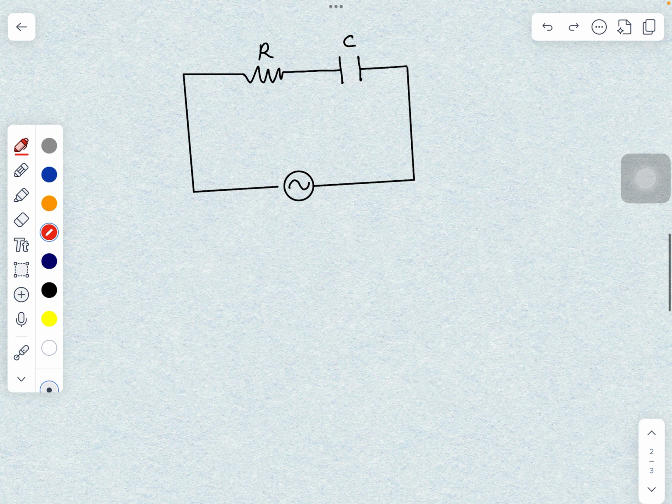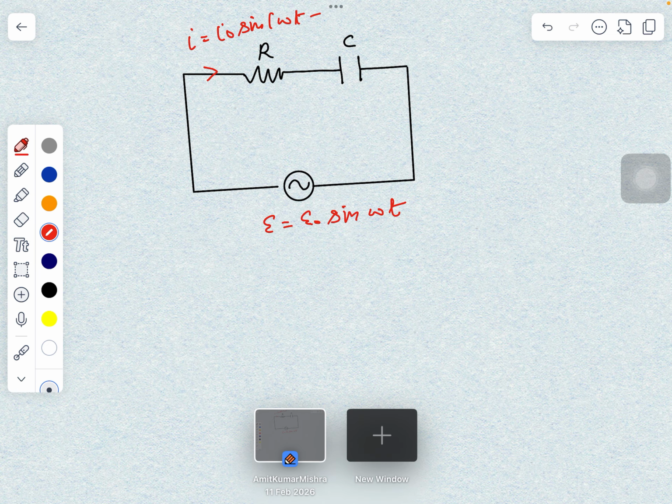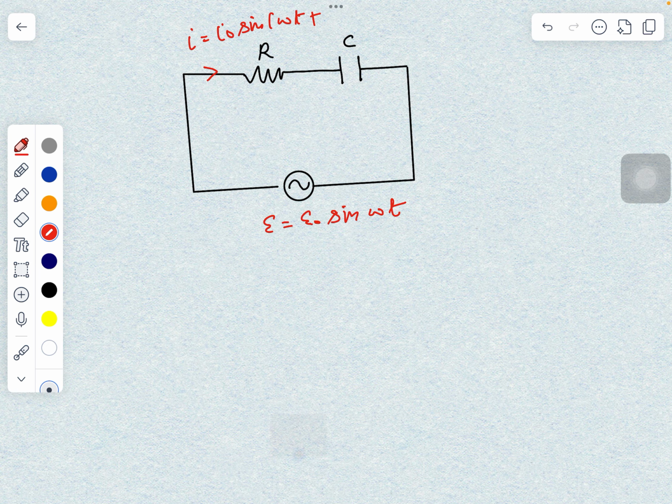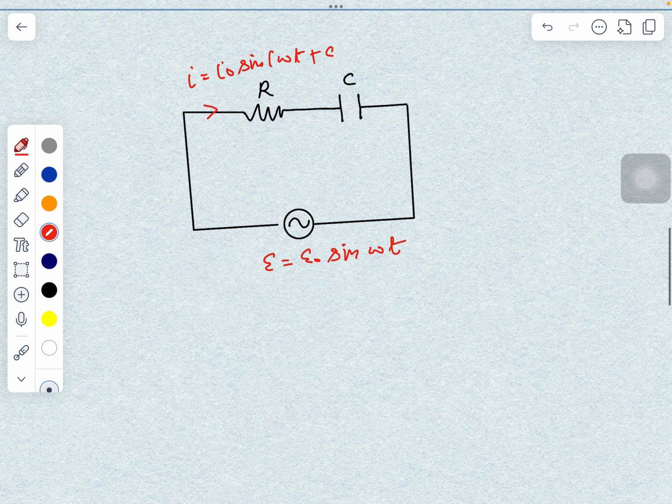So this is an RC circuit. Let's say that E has some peak value E0, and it can be written as sine or cos, anything. Let's say sin ωt. So the current will be I = I0 sin(ωt + φ), where we include a certain phase difference φ, since we know that current and voltage have a certain phase difference.